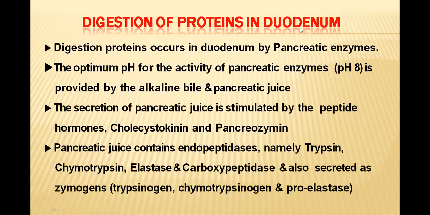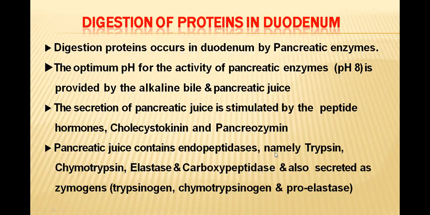So digestion of proteins in the duodenum. The duodenum is the first part of the small intestine. The digested food enters the duodenum from the stomach. When the food enters the duodenum, the pancreas will be triggered by the entry of this acidic food into the duodenum. As a result of this triggering, the pancreas will release its juice into the duodenum, and this pancreatic juice contains certain enzymes. Out of those, there are different types of enzymes. Pancreatic juice contains endopeptidases, namely trypsin, chymotrypsin, and elastase, and carboxypeptidases.